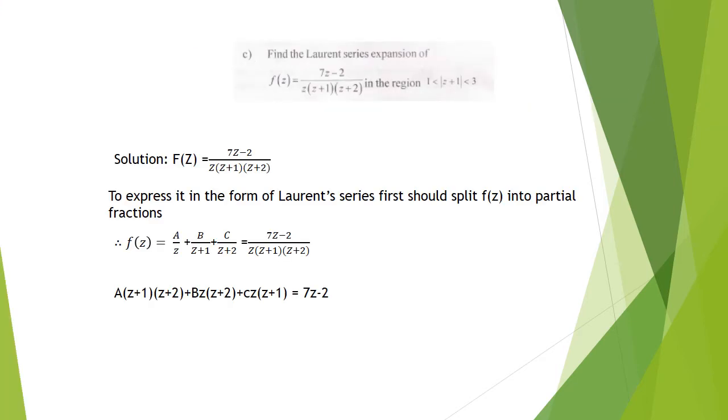So, let me explain with an example. Here is an example. f of z is equal to 7z minus 2 upon z into z plus 1 into z plus 2 in the region 1 less than mod z plus 1 less than 3.